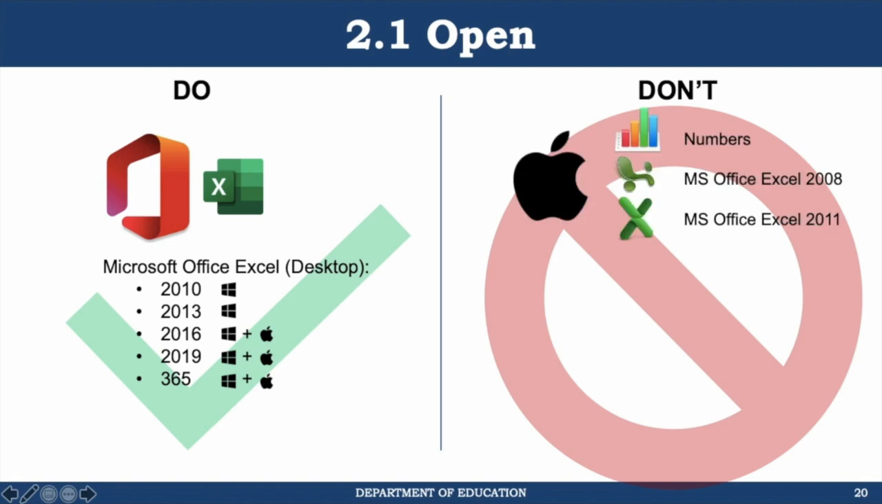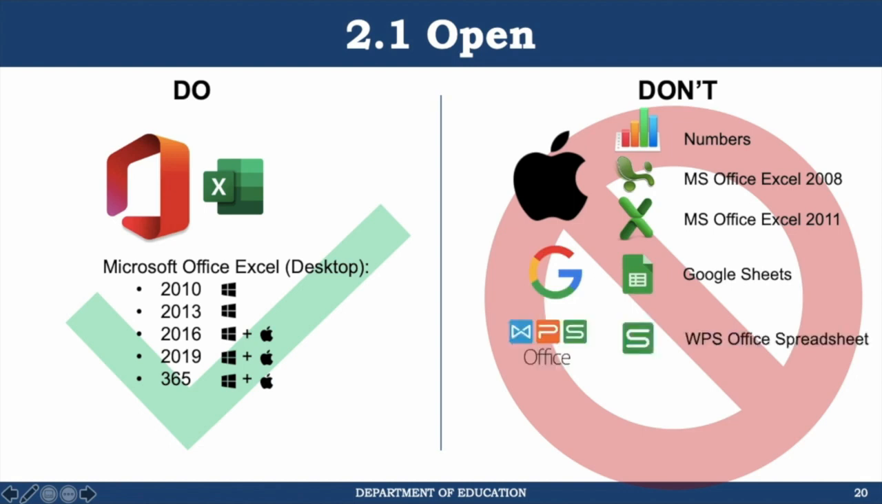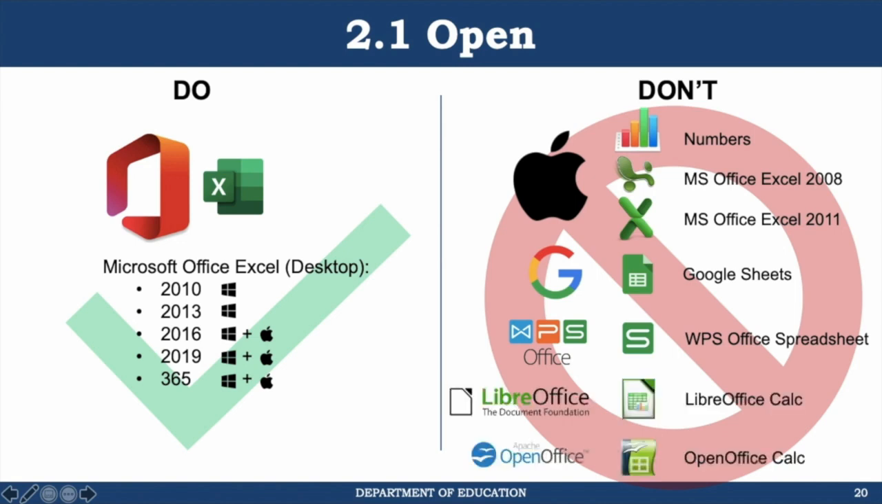If you are on a Mac, do not open with Numbers or older Office or Mac apps, versions 2004, 2008, or 2011. Furthermore, you should not use Google Sheets or any other Microsoft Office alternatives such as WPS Office, LibreOffice, or OpenOffice. Note that if you open the IPCRF tool with any of the apps in the Don't column, in other words, not Excel, the tool is forever broken and you need to download a new copy.